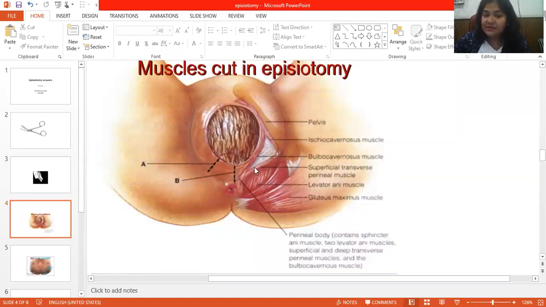Then the levator ani muscles have two parts: superficial transverse perineal muscles and the deep levator ani muscles. So when you give an episiotomy, you are going to cut the skin. Internally, you are going to cut the vaginal mucosa, and between vaginal mucosa and skin outside, inside the substance of that perineum, you are going to cut the bulbocavernosus muscle, the superficial transverse perineal muscles, and the deep levator ani muscles, right?